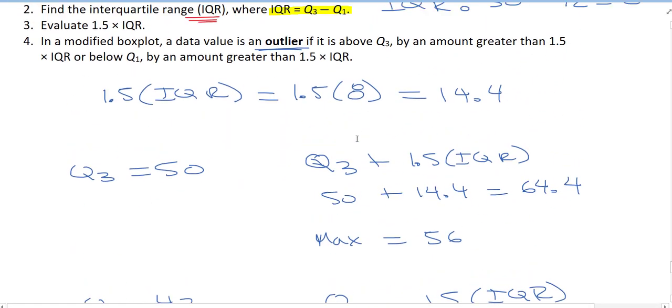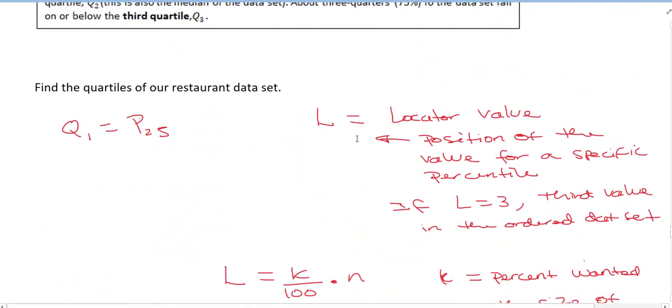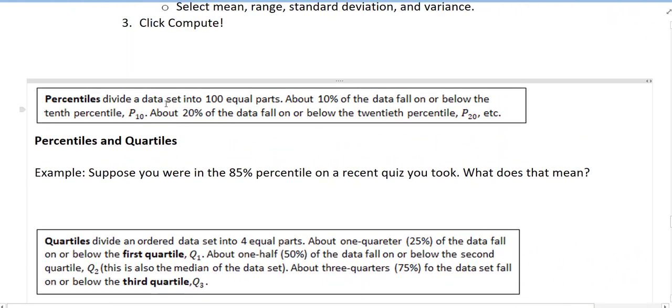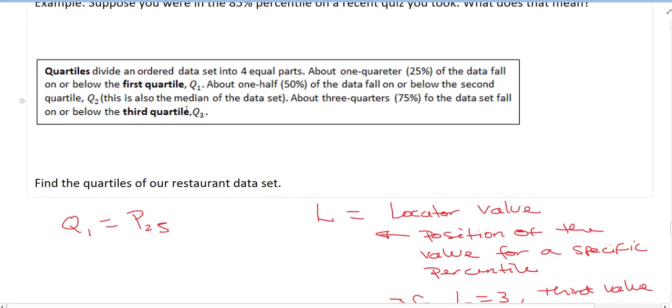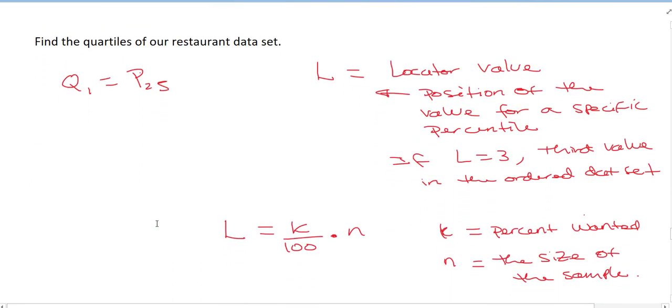Okay, so the main ideas here: percentiles divide the data into 100 equal parts. Quartiles divide the data into 4 equal parts, but the first quartile is still a percentile, right? The first quartile is P25, 25% of the data. And to find a percentile or a quartile, we need the locator value, the position of the value for a specific percentile, meaning the position in an ordered data set. L gives you where in the data set that value is.